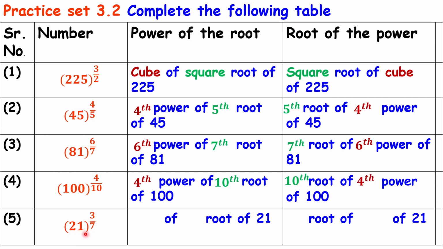Example 5, 21 raised to 3 upon 7. Which is the power? Correct, 3 is a power and 7 is a root. So power of the root is 3 means cube of, what is the root? 7th. Correct, 7th root of 21, and in root of the power type, which is the root, 7 is the root. So 7th root of cube of 21.